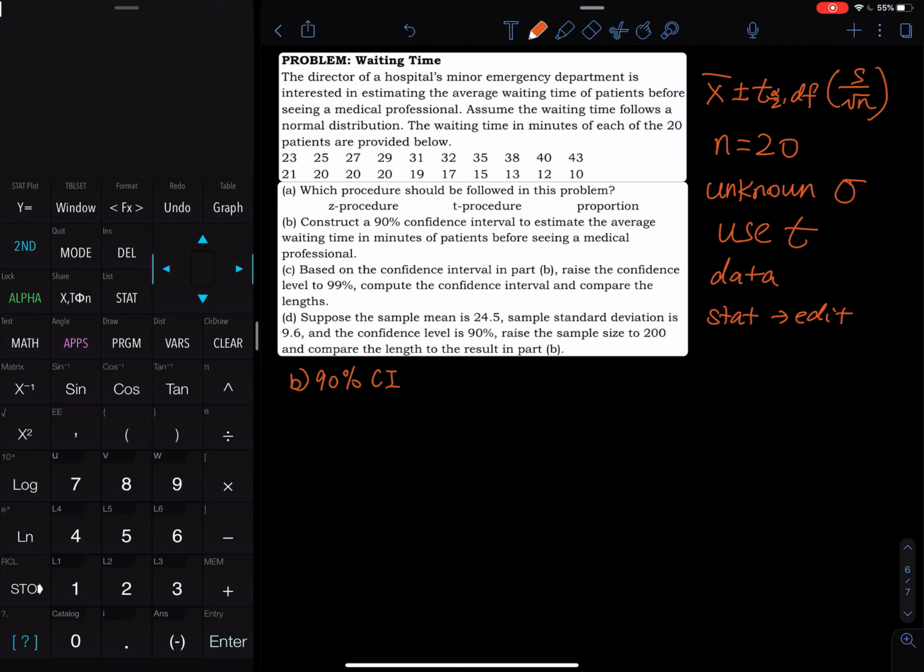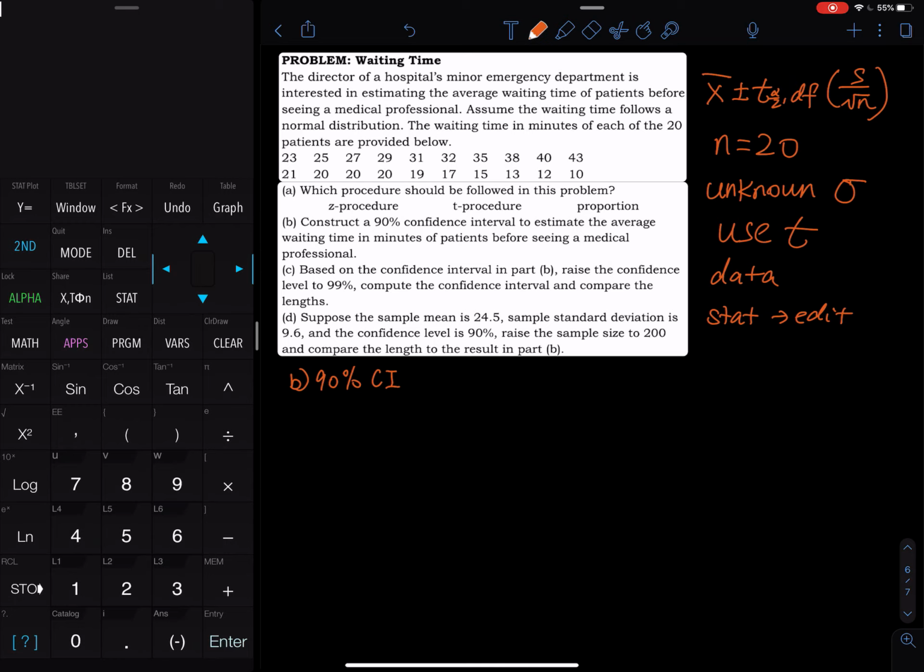Let's solve another confidence interval problem related to the T procedure. Read the problem first. The director of a hospital's minor emergency department is interested in estimating the average waiting time of patients before seeing a medical professional. Assume the waiting time follows a normal distribution.